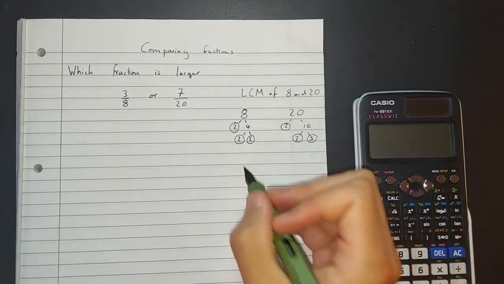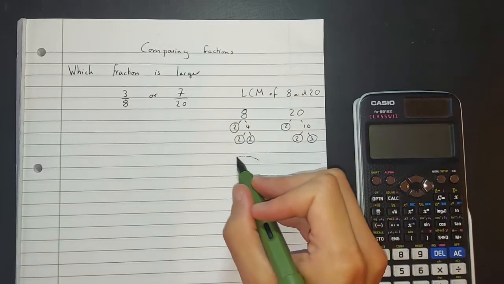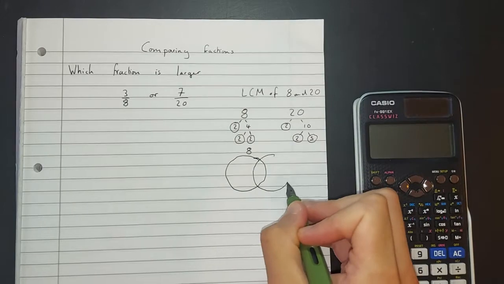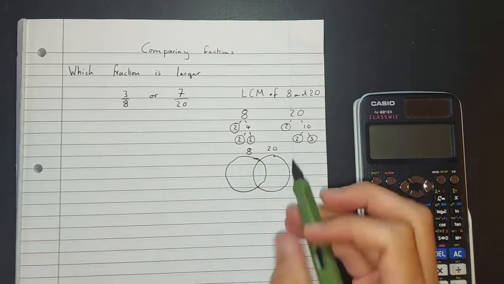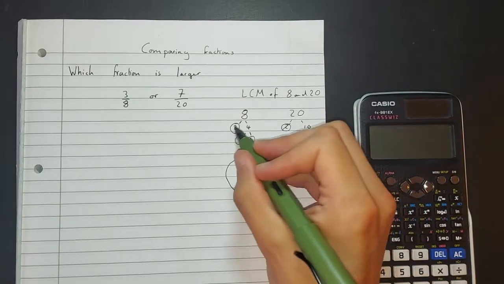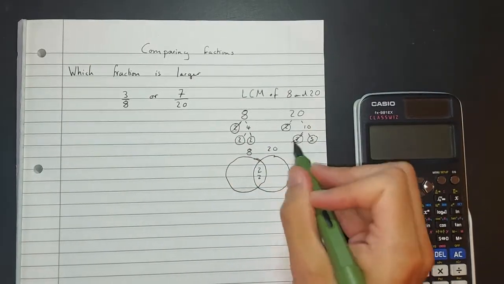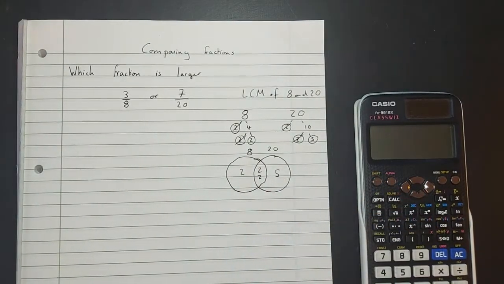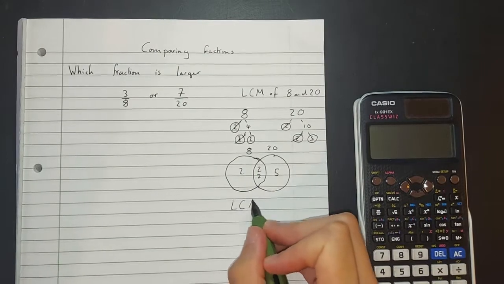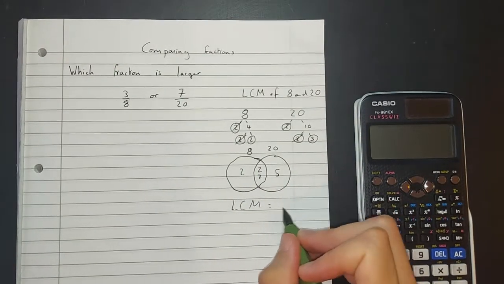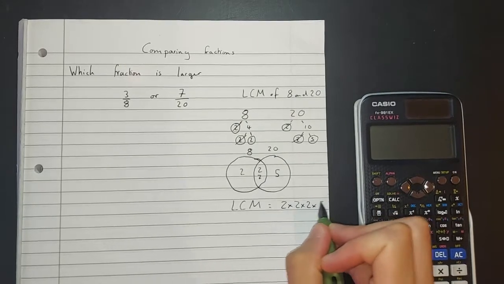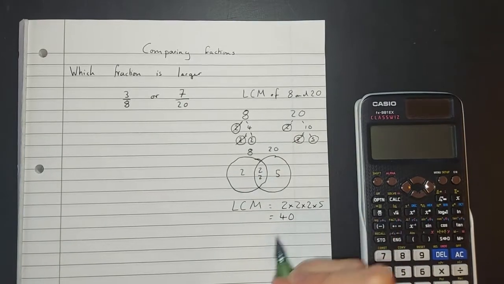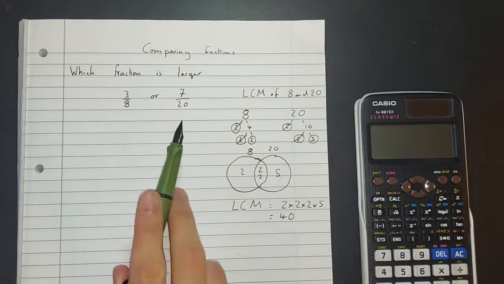So if I was to draw my Venn diagram, this circle would represent all of my prime factors of 8. This would represent all of my prime factors of 20. So they both share a 2. So we've done that one. They both share another 2. So we've done that one. Now 8 has an extra 2 and 20 has a 5. So the lowest common multiple of these two numbers would be 2 times 2 times 2 times 5. Well, 2 times 2 is 4, times 2 again is 8, 8 times 5 is 40. So the lowest common multiple of 8 and 20 is 40.